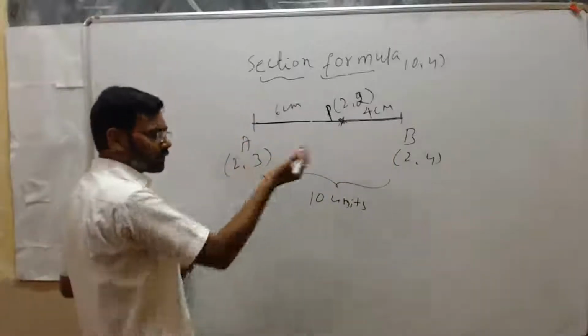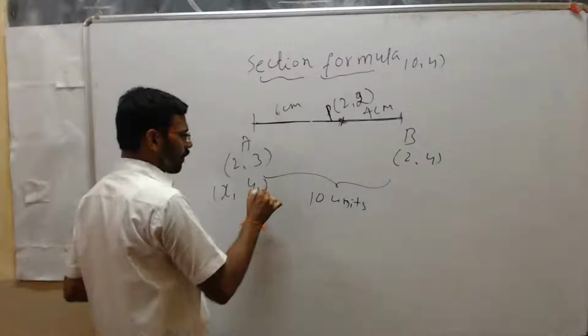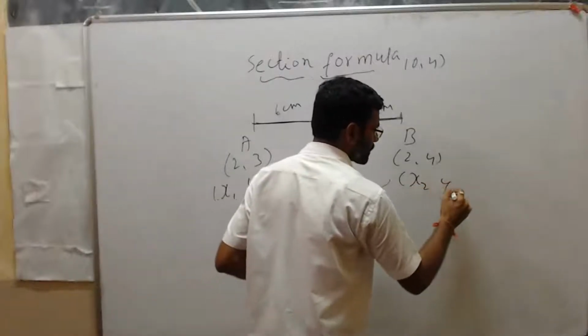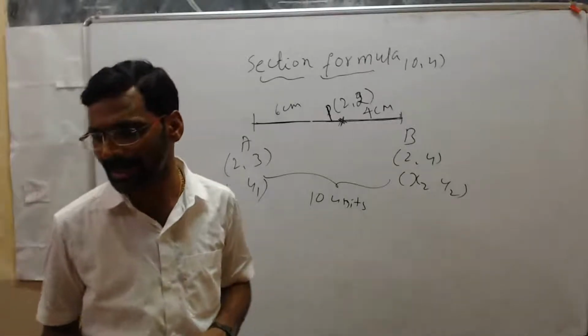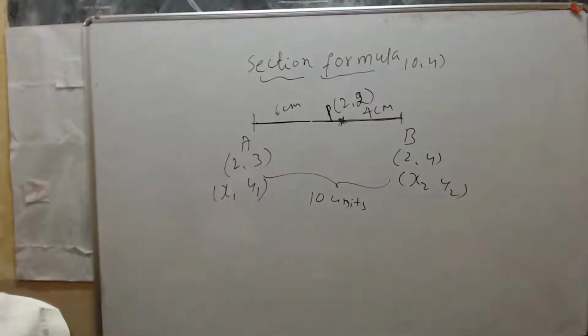Okay. Now according to the distance formula, it is considered as x1 y1, and it is considered as x2 y2.